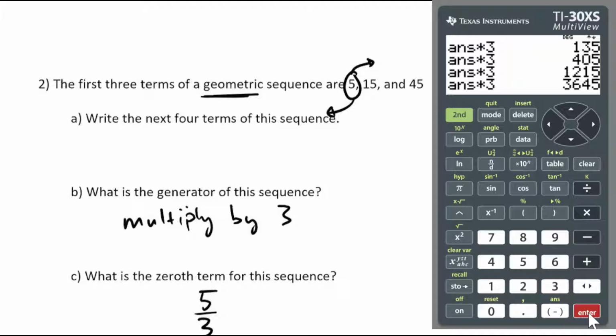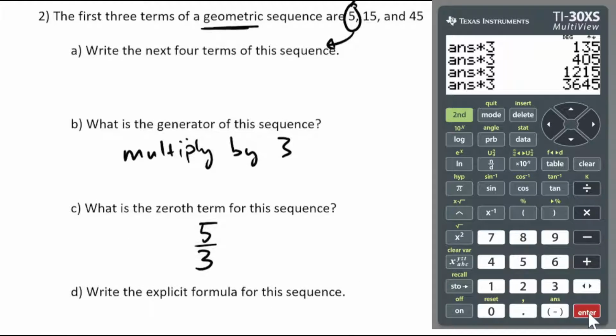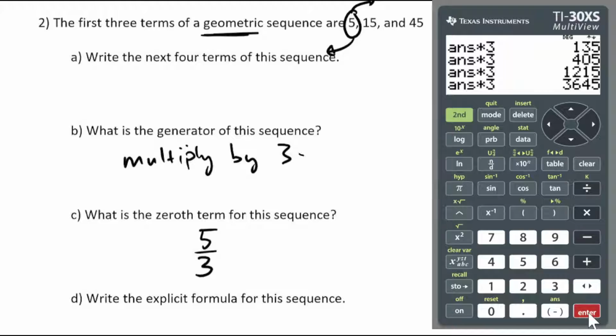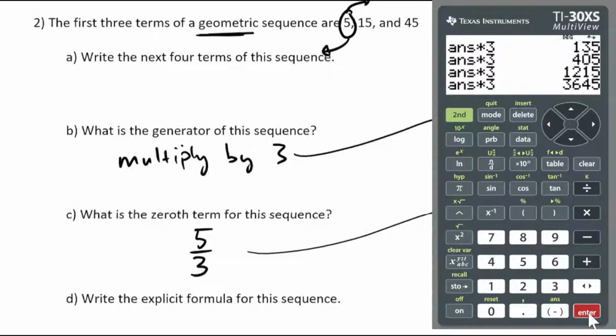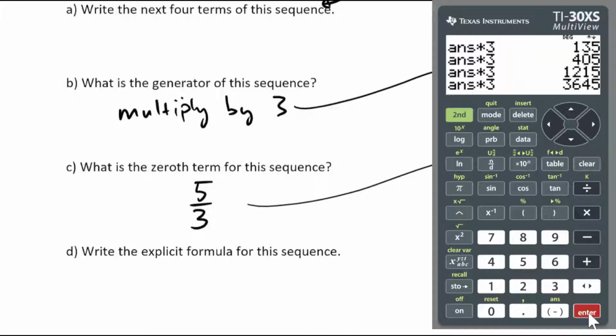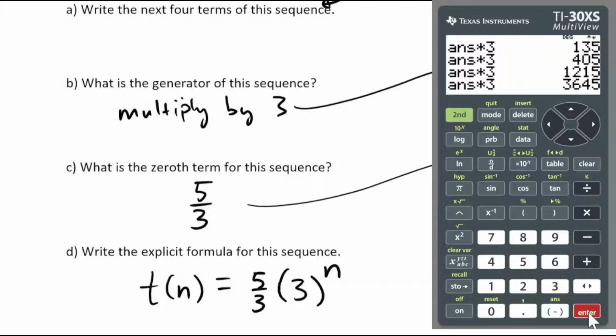And then finally it says, write the explicit formula for this sequence. By the way, I should be printing all of these in these boxes here. The explicit formula for this one would be T of n, which indicates I'm restricting the domain to the natural numbers. My 0th term is 5/3, and every single time I go forward, I multiply by 3. I multiply by a lot of 3s, depending on which term I want to land at. So it's 3 to the nth power. That's the explicit formula for that geometric sequence.